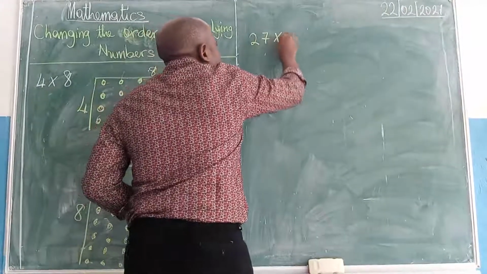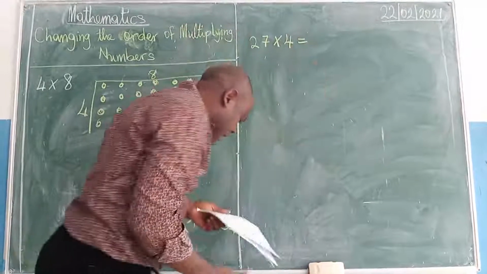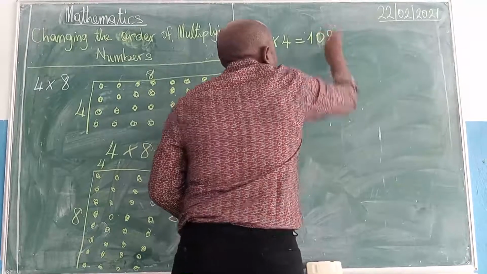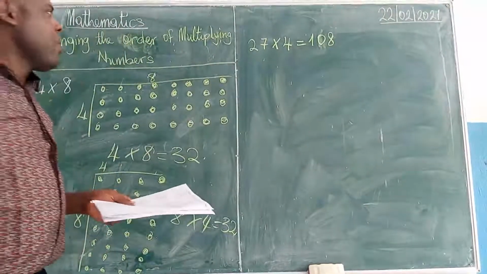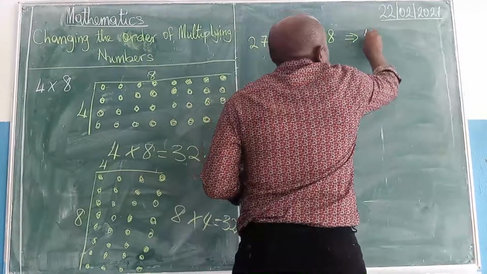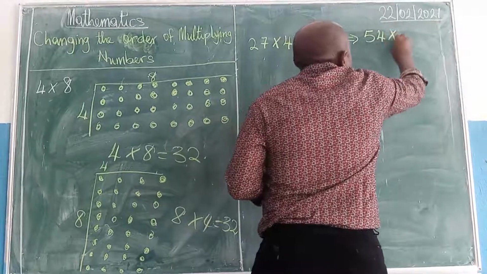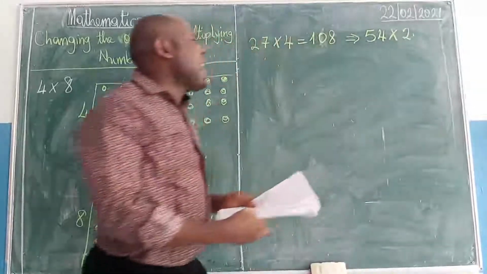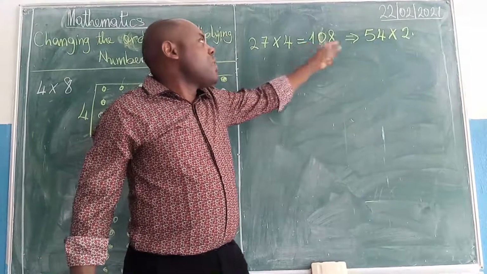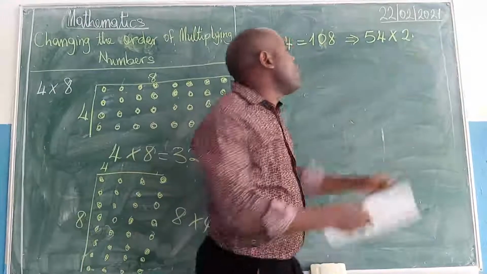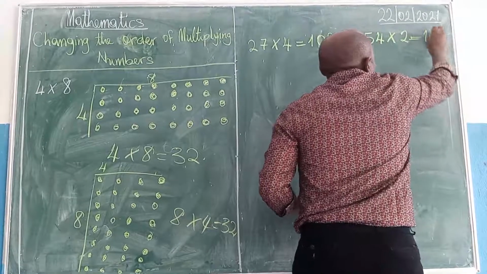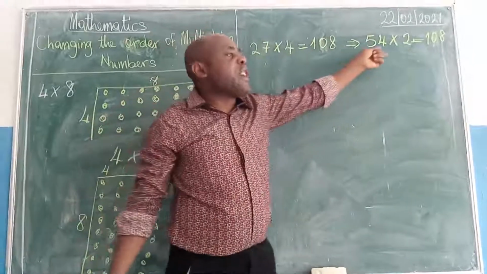27 times 4, my answer is 108. 108 can still be 54 times 2. And how did we get 54? We divide 108 by 2, we shall have 54. So we multiply it back by 2, and this is the same thing as 108. So this is multiplication by halving.